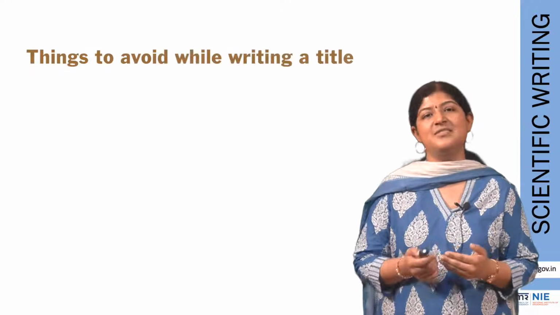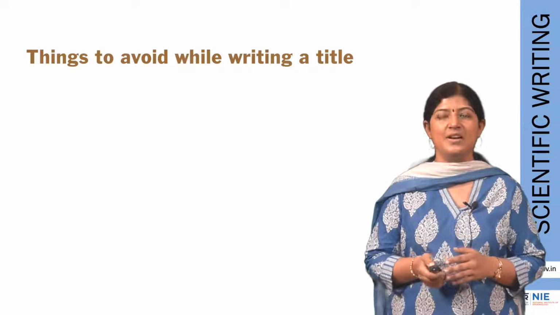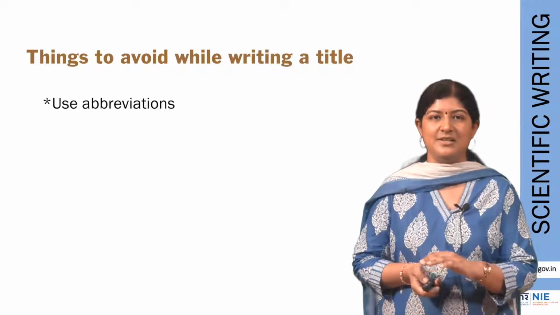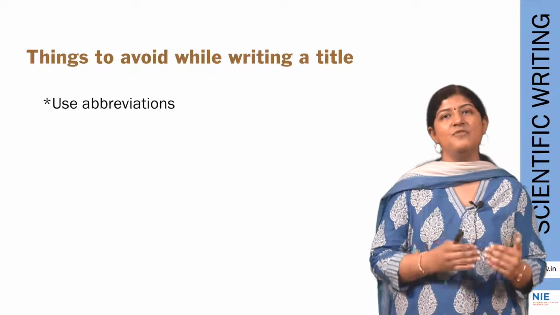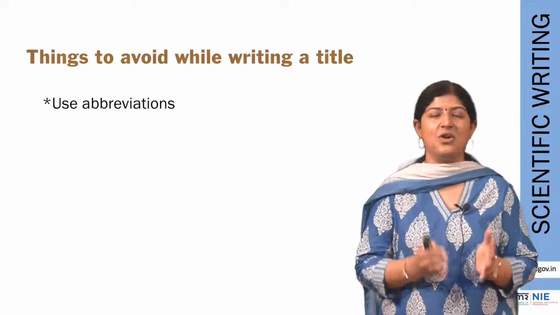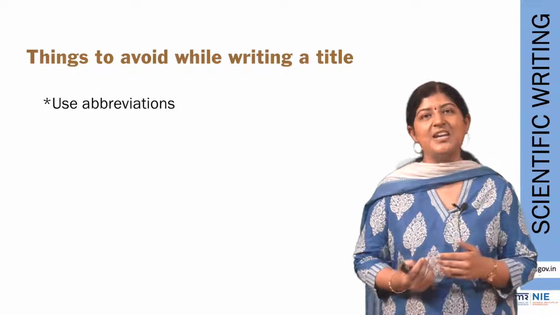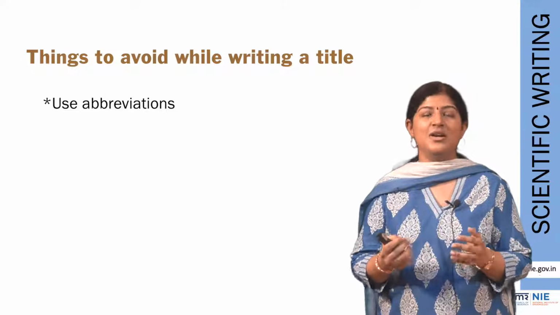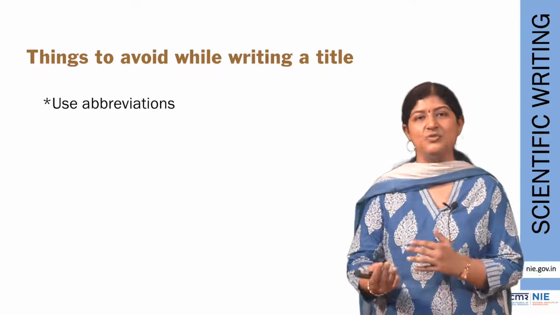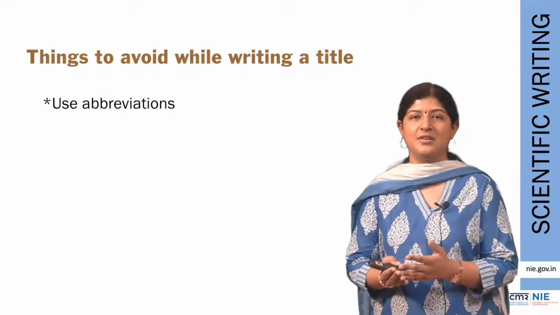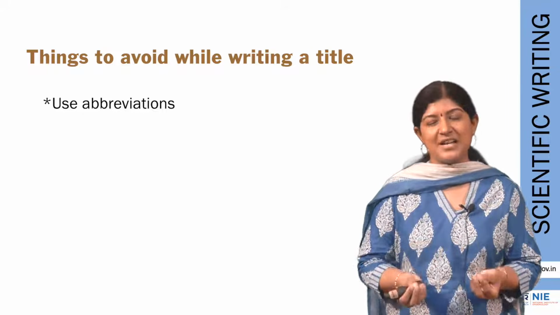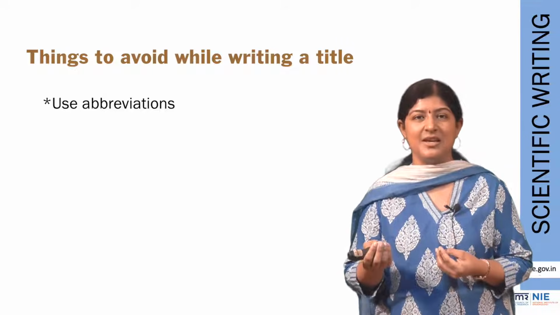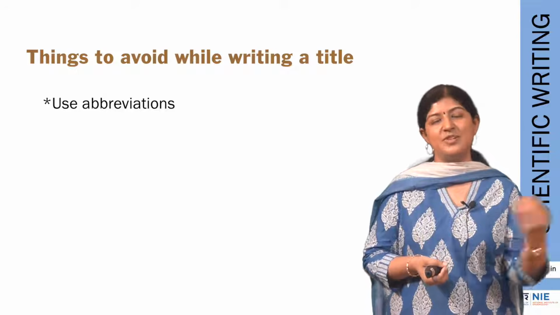What are some of the other things that you should usually avoid while writing a title? Never ever use abbreviations as part of your title. For example, if you're using an abbreviation called ASD, to a cardiologist, ASD could mean atrial septal defect. To a child psychiatrist, ASD could mean autism spectrum disorder. So, a common and well accepted abbreviation like ASD is what a cardiologist would think, but then a child psychiatrist would interpret it differently.